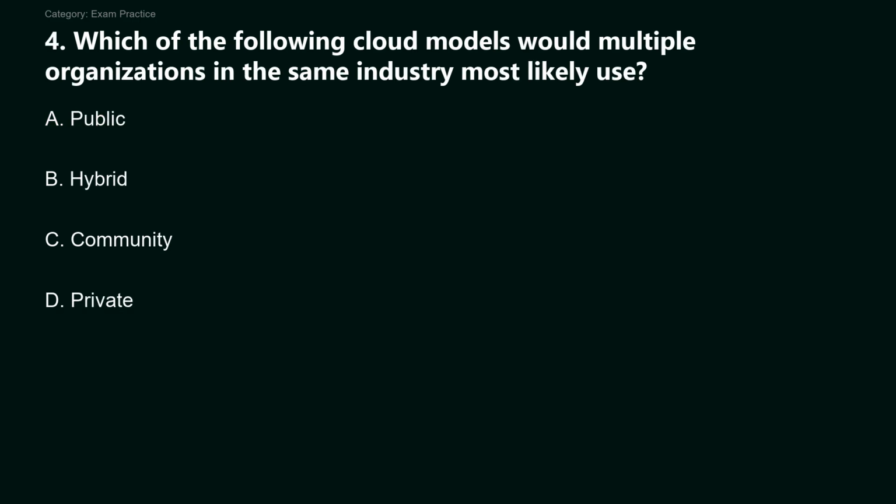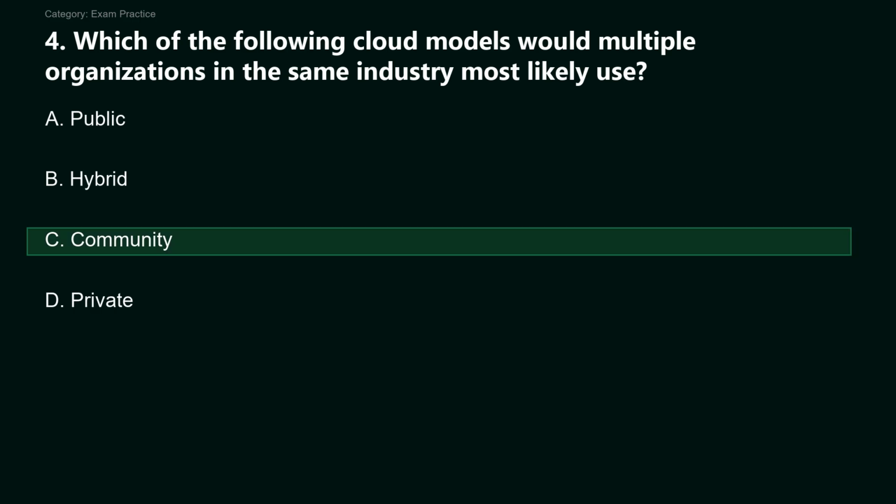Question 4. Which of the following cloud models would multiple organizations in the same industry most likely use? Option A, public. Option B, hybrid. Option C, community. Option D, private. The correct answer is option C, community.